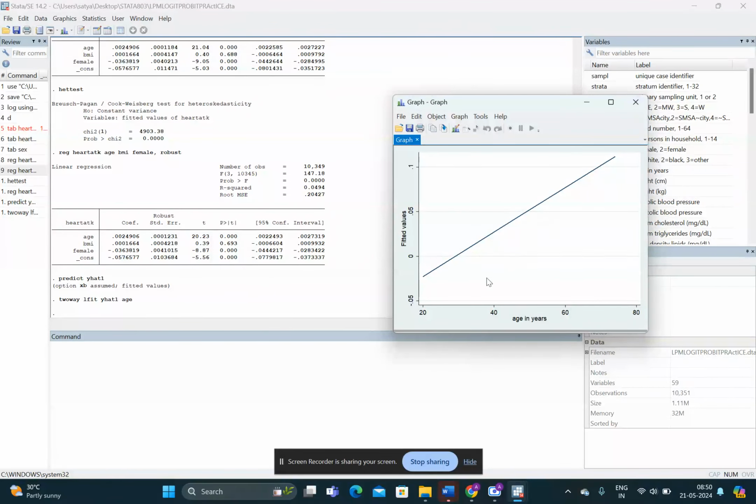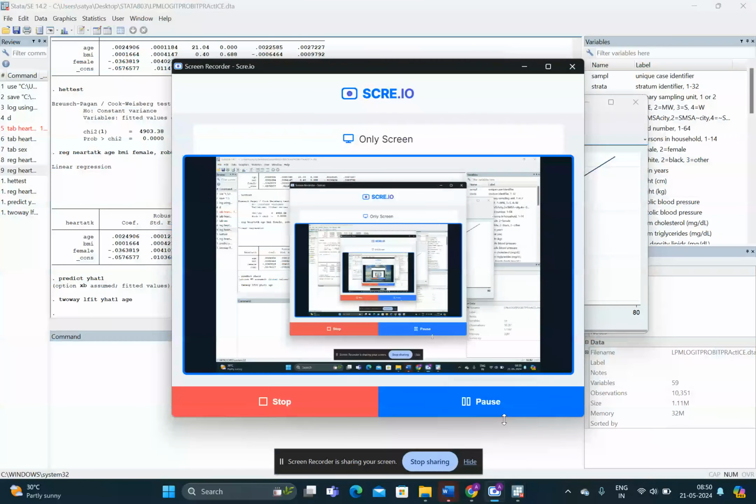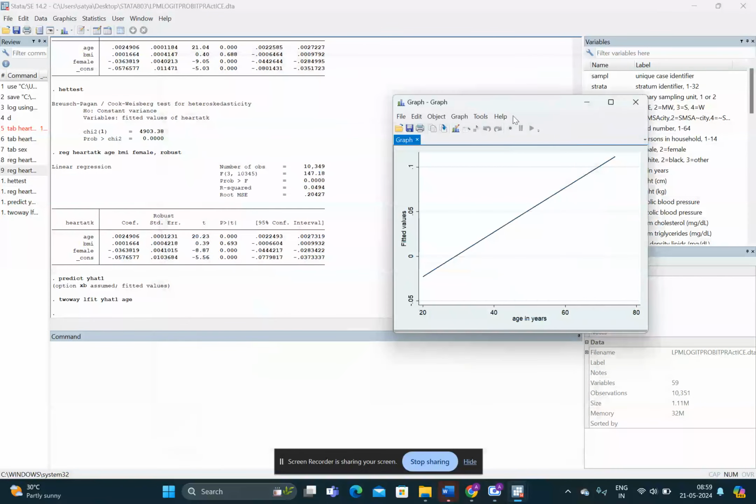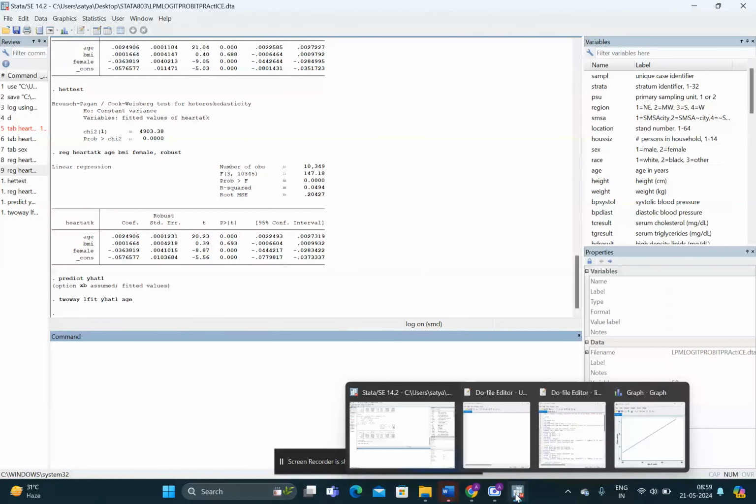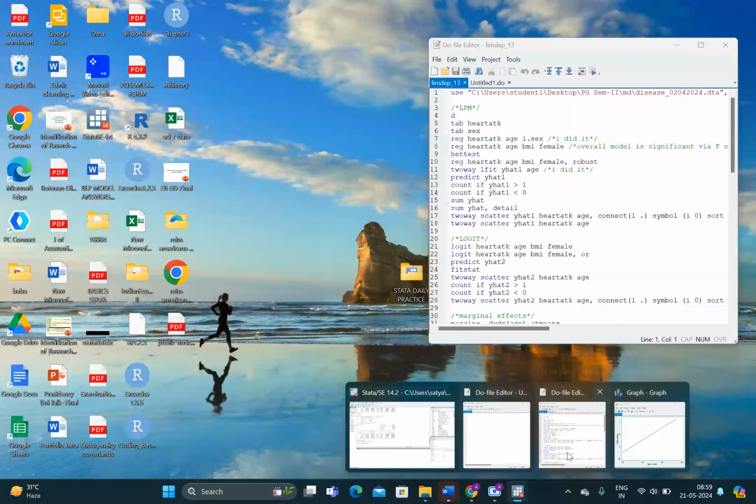Since it is an LPM line, it will be linear obviously, and it will look like this. It should run between 0 and 1 ideally, because we are fitting probabilities here. But see, in the regression it is not lying between 0 and 1. So as you can see, it is not in the bounds of 0 and 1. So that is the limitation of LPM that we have learned, and also the heteroscedasticity limitation. These two are some of the main limitations of LPM.